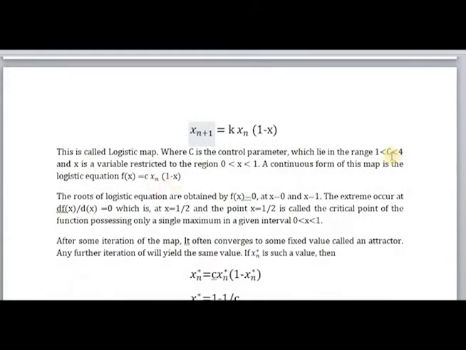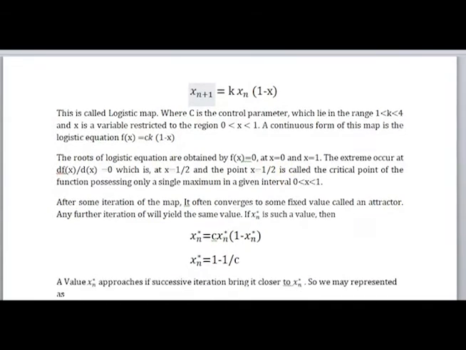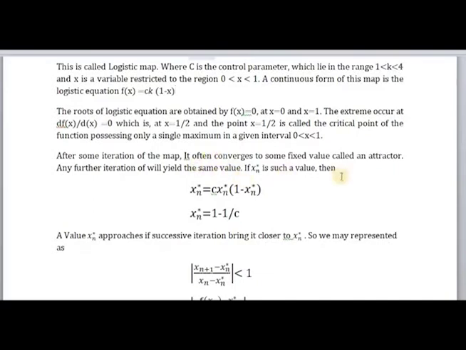The value of k is between 1 to 4, and our mapping equation is f(x) = kx(1 - x). And what happens here is that you go through that one and you can see at a particular point, that is when the attractor is reached, x(n+1) is equal to xn star, and xn also will be equal to xn star. So both x(n+1) and xn become xn star. It reaches a constant value, that is a single attractor.